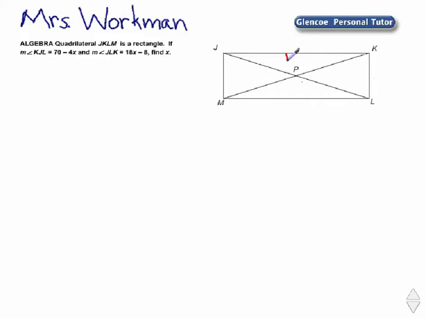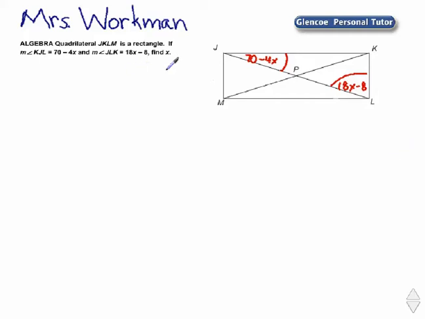In addition to that, we're told that the measure of angle KJL, this angle right here, has a measure of 70 minus 4x. And we know the measure of angle JLK, this angle, has a measure of 18x minus 8. And we're to use some geometry facts and probably a little algebra as well to find x.